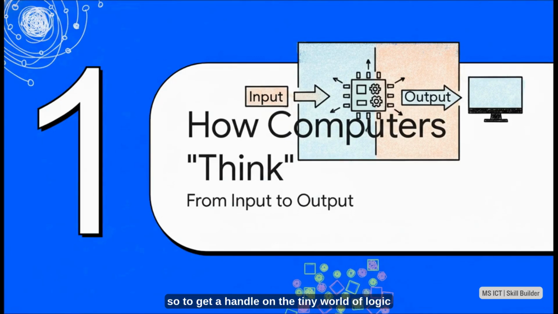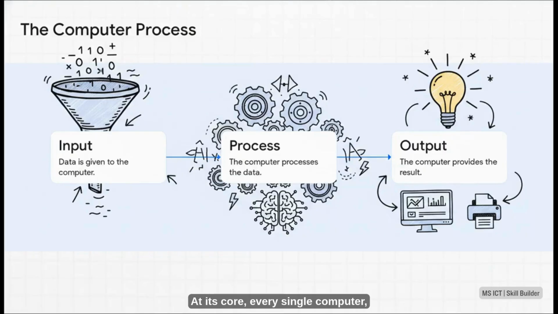All right, so to get a handle on the tiny world of logic gates, we first need to zoom way out. We need to look at the most basic model of what any computer is actually doing. At its core, every single computer, from a supercomputer to your calculator, just follows these 3 steps. You give it some kind of input, it does some process, and then it gives you an output. But here's the thing. All the magic, the entire secret to how computers seem to think, is hidden right inside that middle step, the process box.